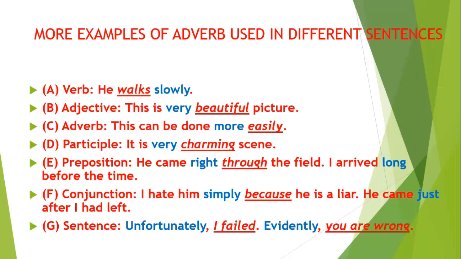In sentence A, slowly qualifies verb walks. Sentence B, very qualifies adjective beautiful. Sentence C, adverb more qualifies another adverb easily. In sentence D, very qualifies charming, and charming is participle here. It acts as an adjective. In sentence E, right qualifies preposition through.